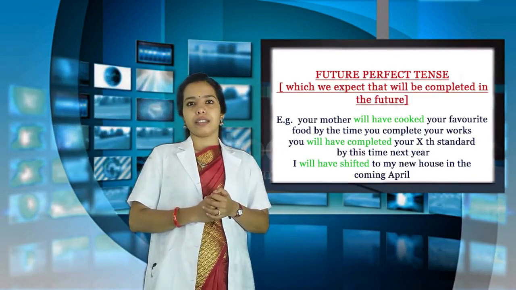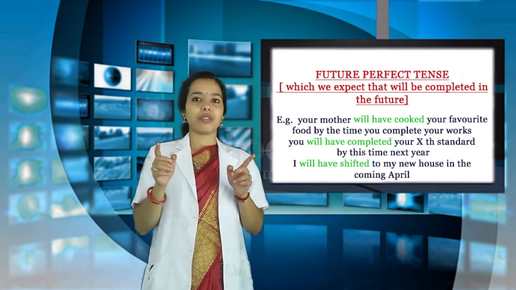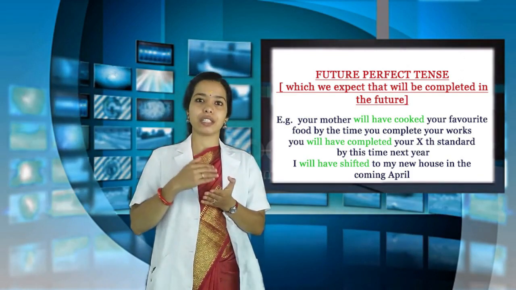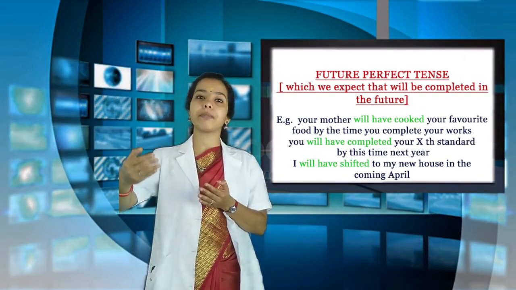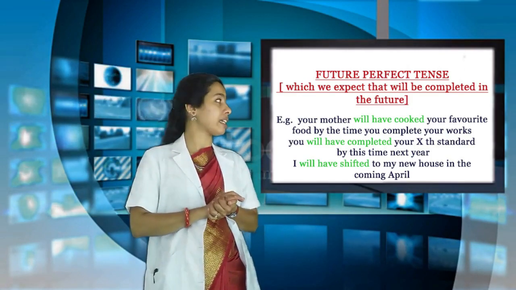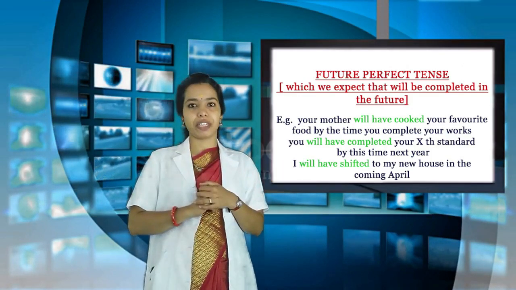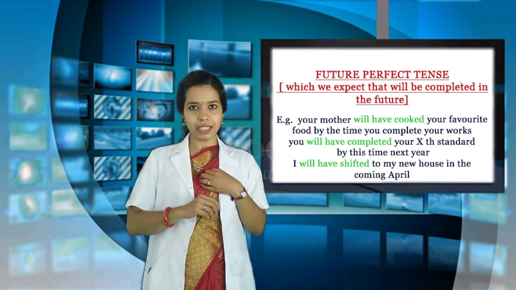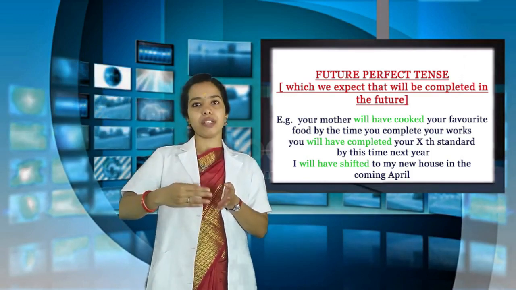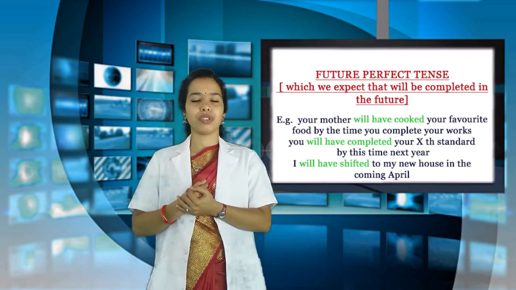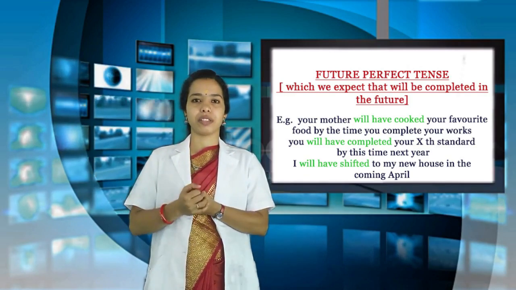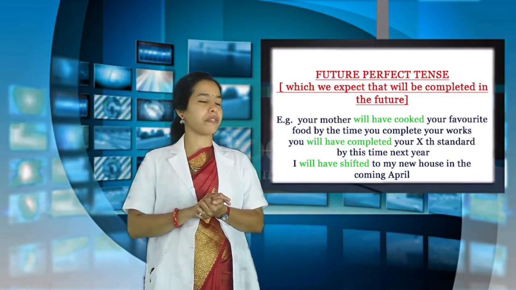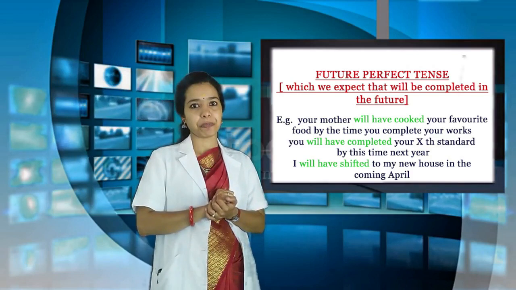Now, future perfect tense. Perfect, I told you, denotes a completed action. But future perfect tense denotes an action which you expect will be completed by a time in the future. Just like, your mother will have cooked your favorite dish by the time you complete your class. So you expect that in the immediate future, once you complete your class and go to her, your mother will have cooked it. What you expect will be completed in the future, such actions we will denote using future perfect tense.